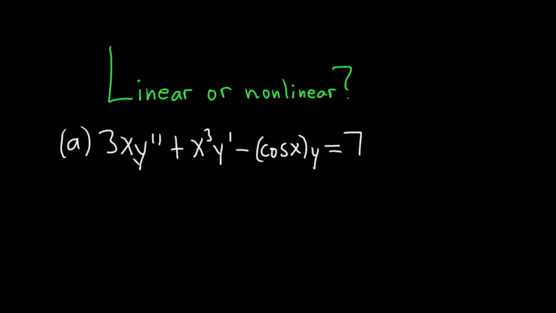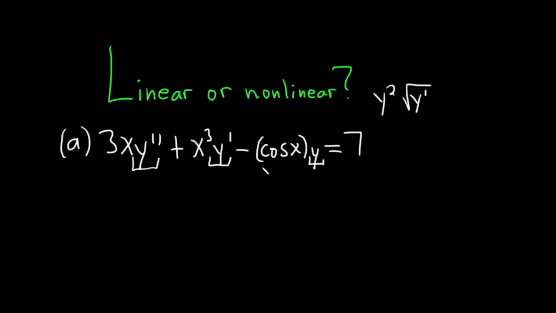So first, let's notice that y and all of its derivatives are raised to the first power. So there's nothing like y squared or the square root of y prime, etc. So it's always y double prime, and it's really to the first power. Same thing here, same thing here.